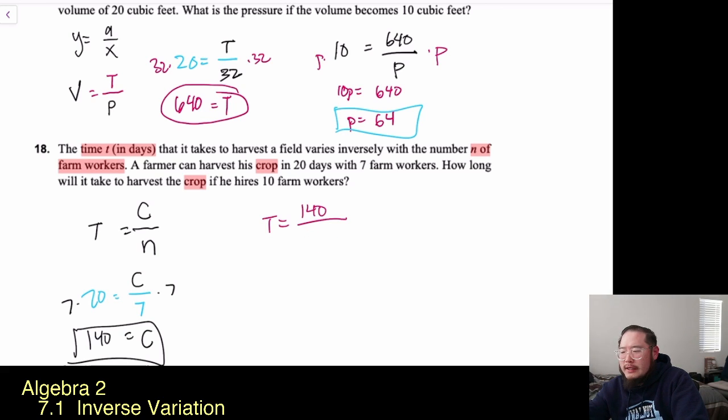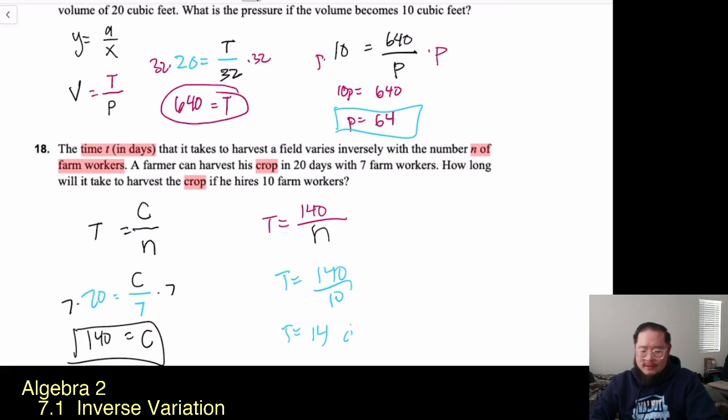And so the last part is how long will it take for him to harvest the crop if he hires 10 farm workers? So time, that's the unknown. We take 140 divided by 10 right here. And we end up with T is equal to 14. And it looks like time is in days, so we've got 14 days for our answer. All right, and there you go.